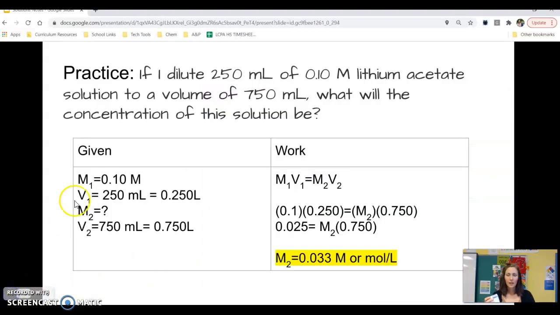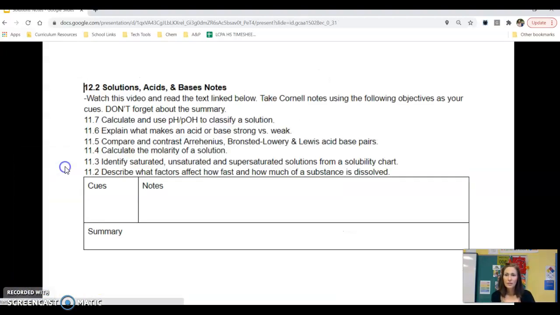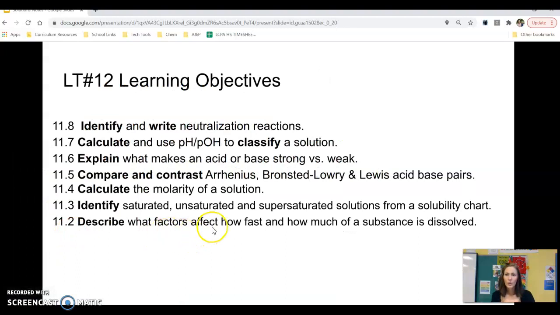Okay, let's pause there, and I'm going to make a second video for acids and bases. Let's go back up to the beginning and look at our objectives. We described the factors that affect how fast and how much a substance is dissolved. We identified saturated, unsaturated, and supersaturated solutions using a solubility chart. And we calculated the molarity of a solution using moles per liter. So we've looked at these 3 learning objectives. In the next video, we're going to look at the next ones related to acids and bases.